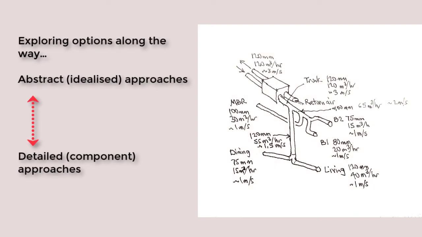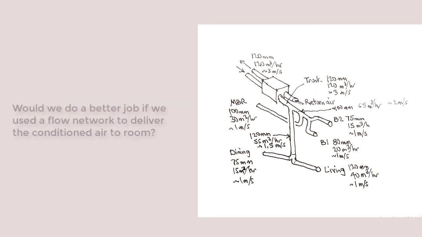Getting early indications of spatial requirements for ducting is one of many design tasks which is not well served by current approaches. Could we address the elephant in the room by using air movement by way of a mass flow network as the transport medium and perhaps altering the resolution of our model?